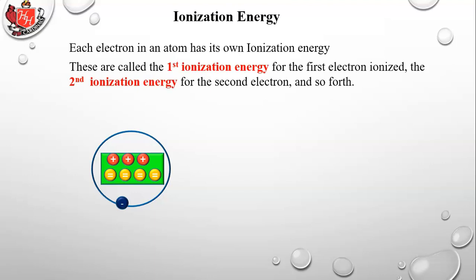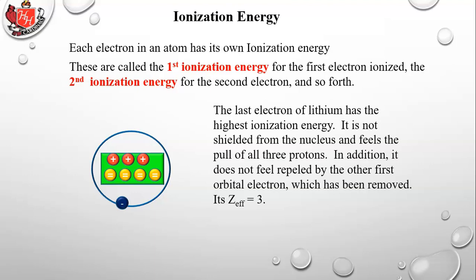So again, same thing that it said on the previous slides. So the last electron of lithium has the highest ionization energy. It is not shielded from the nucleus and feels the pull of all 3 protons. In addition, it does not feel repelled by the other first orbital electron. Those 2 first orbital electrons were slightly repelling each other, and that made them have lower ionization energy.